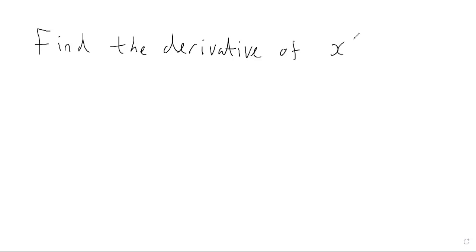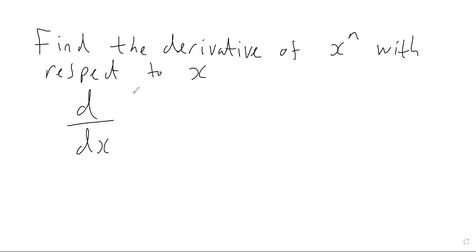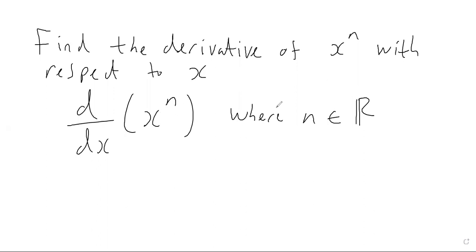Sorry, let me write that again. So to find the derivative of x to the power of n with respect to x. So in other words, what we want to work out is this. So the derivative of x to the power of n, where n is just a real number, and x is also a real number as well, a real variable.